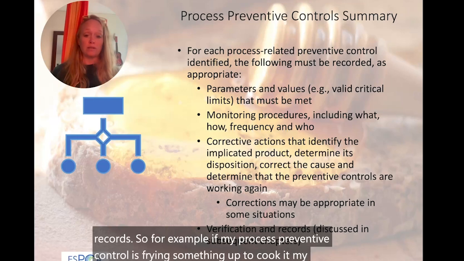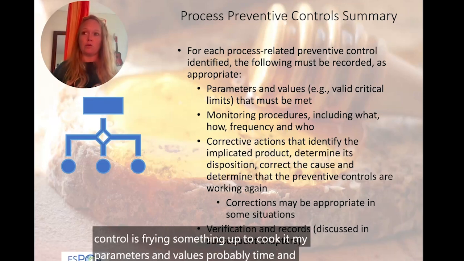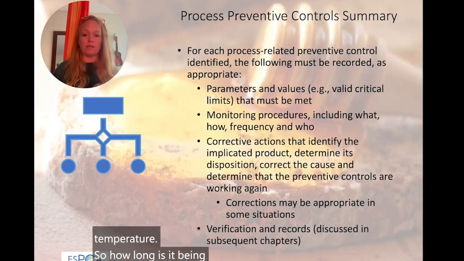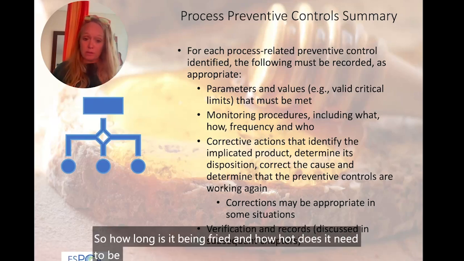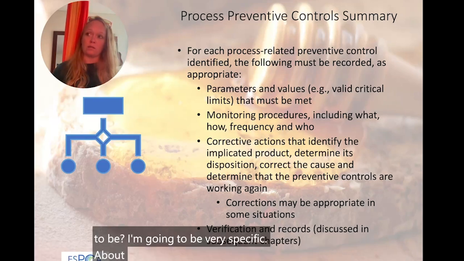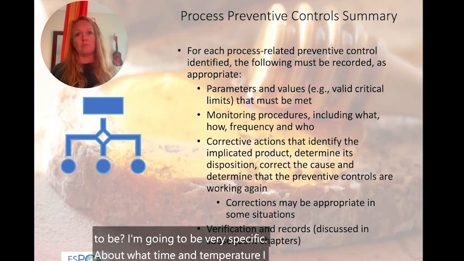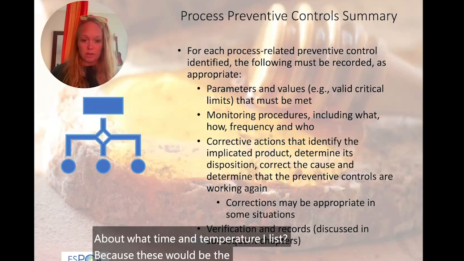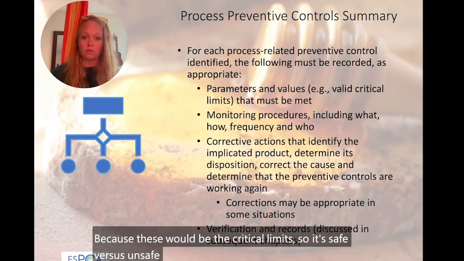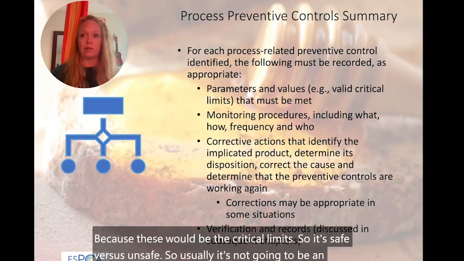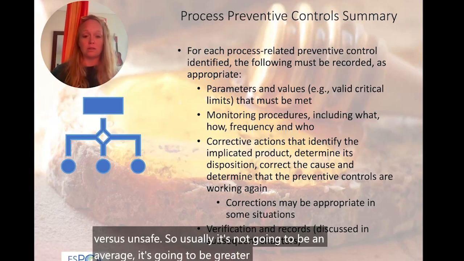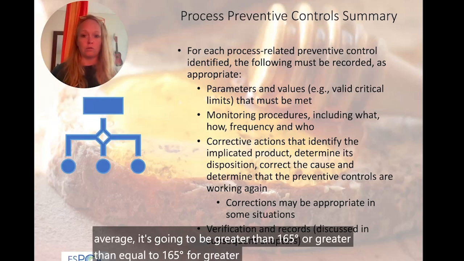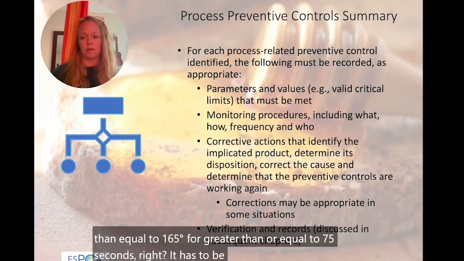So for example, if my process preventive control is frying something up to cook it, my parameters and values are probably time and temperature. So how long is it being fried and how hot does it need to be? I'm going to be very specific about what time and temperature I list. Because these would be the critical limits, so it's safe versus unsafe. So usually it's not going to be an average, it's going to be like greater than or equal to 165 degrees for greater than or equal to 75 seconds, right? It has to be pretty specific.